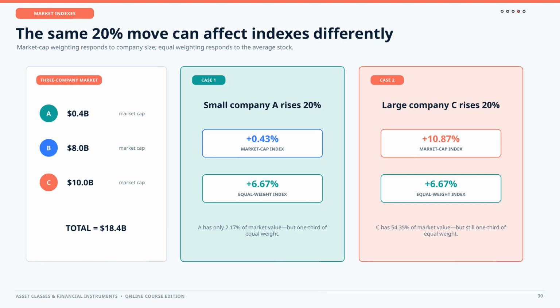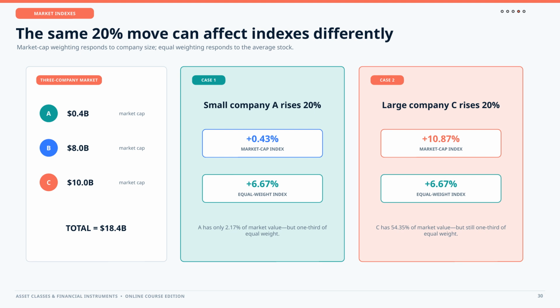Consider 3 companies with market values of $400 million, $8 billion, and $10 billion. If the smallest company rises 20%, a market cap weighted index increases by only about 0.43% because that company represents a small share of total market value. An equal weighted index rises by 6.67% because each company begins with 1/3 weight.